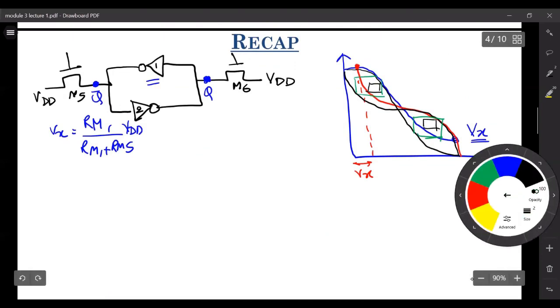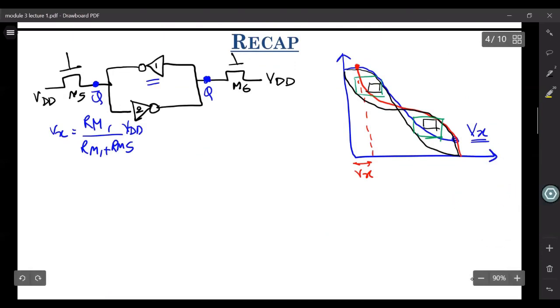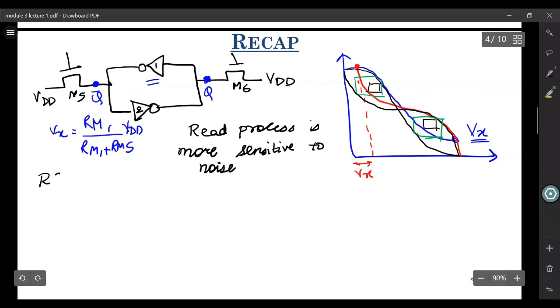This is what we found out, right? And then we also concluded that your read process is more sensitive to noise. And we also found out that this RSNM is something which is hindering the scaling of SRAM cells.